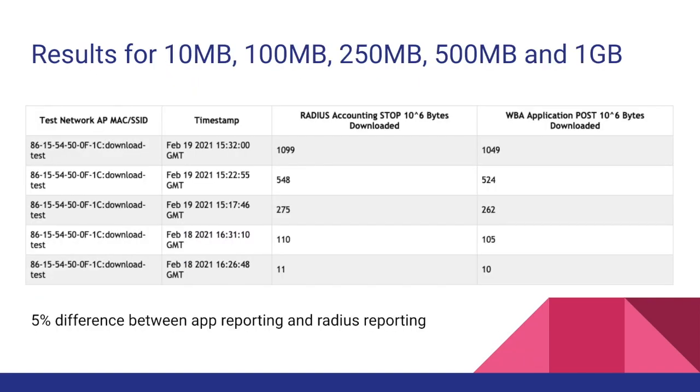So here we have an example set of some results from all the relevant sizes, from 10 meg up to 1 gig. You'll see that the very bottom one is the 10 meg one, and the very top one is the 1 gig one. The key distinction here is that there is a 5% difference. It is always a 5% difference between the radius and the WBA application post. So it would have to be considered, potentially knocking that 5 back if you did want to be very specific on the amount of data that has been downloaded.